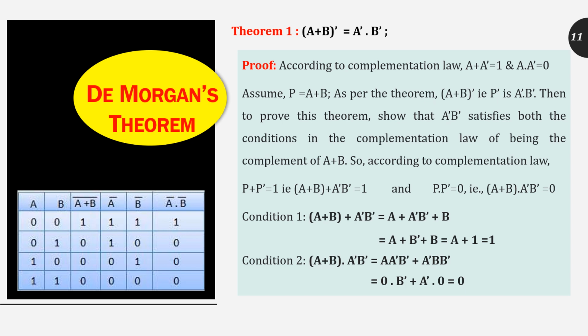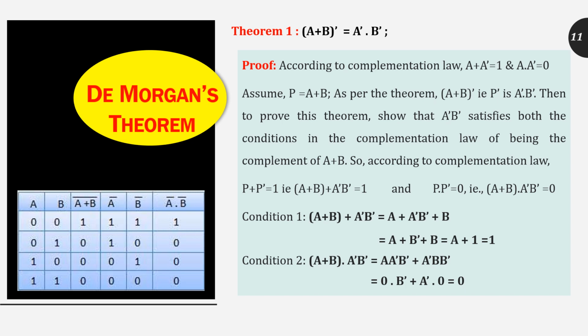So to prove De Morgan's first theorem, we need to recall the complementation law, which states that A plus A bar is equal to 1 and A into A bar is equal to 0. Let us assume that P is equal to A plus B, where P, A and B are logical variables. Then as per De Morgan's theorem, (A plus B) the whole bar, that is P bar, is equal to A bar into B bar.